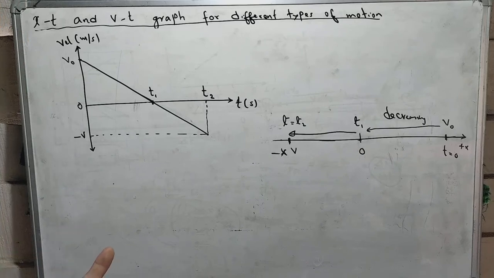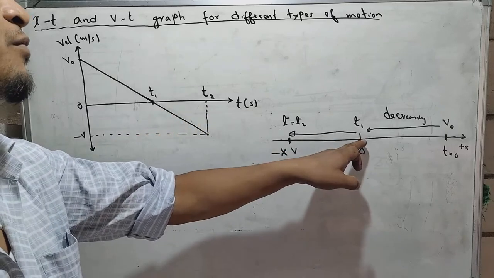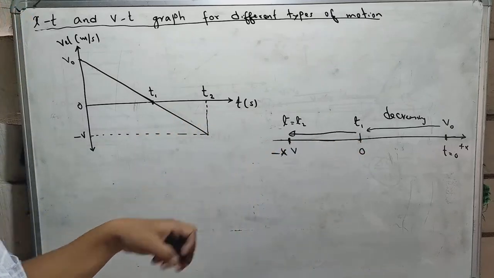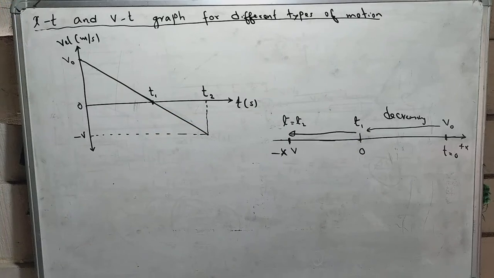Velocity may be positive or negative depending upon the sign of displacement. When the body moves on the negative of x, we have velocity as a negative value. So these are some of the x-t and v-t graphs for different types of motions of a body.